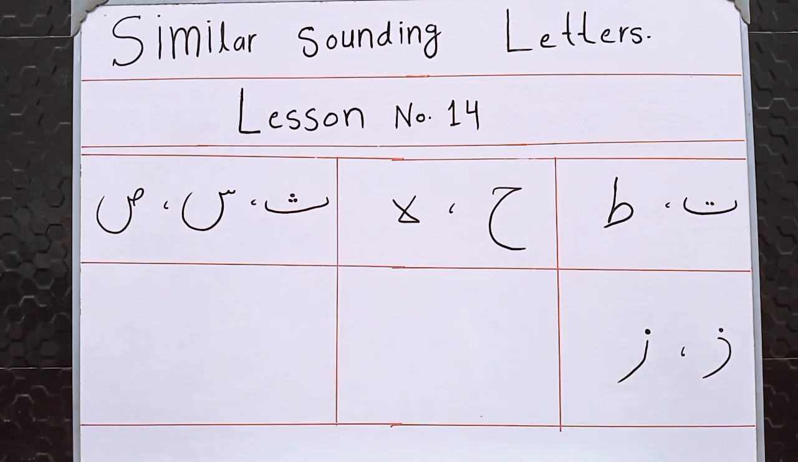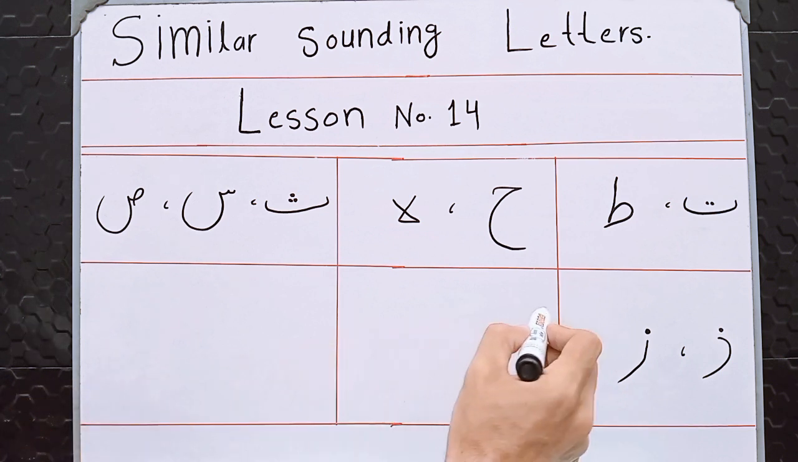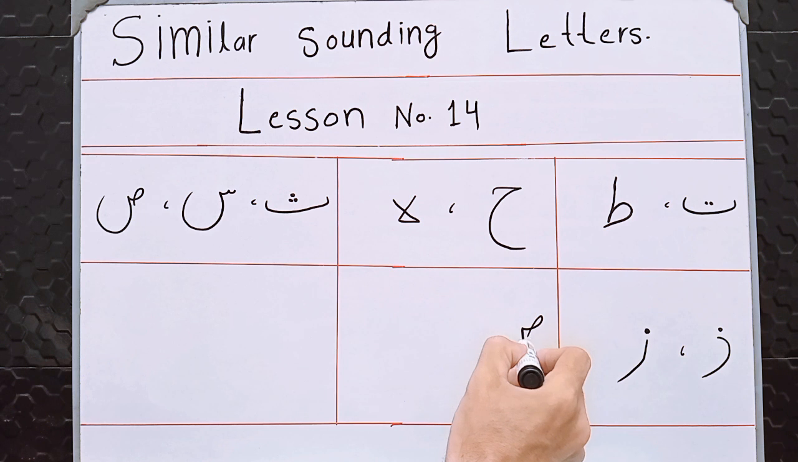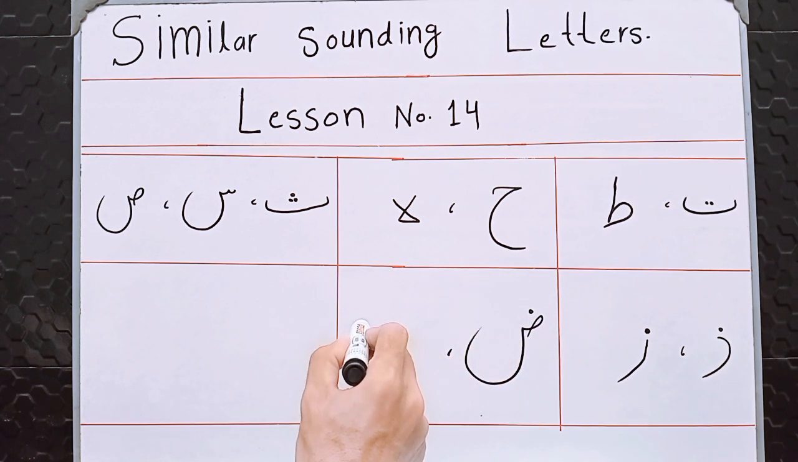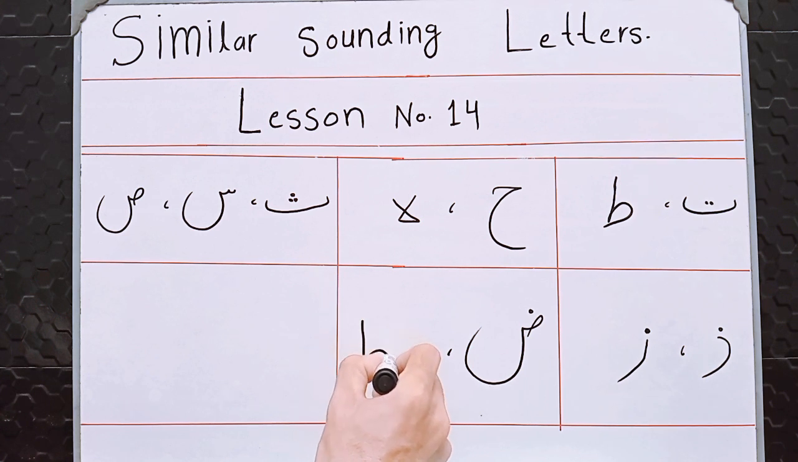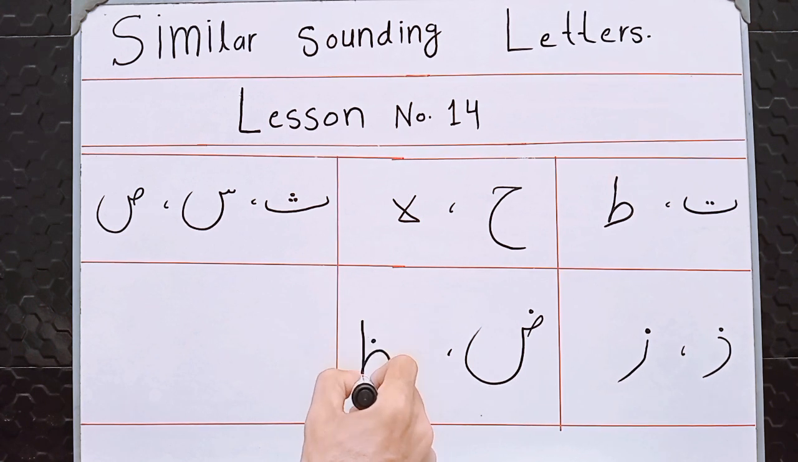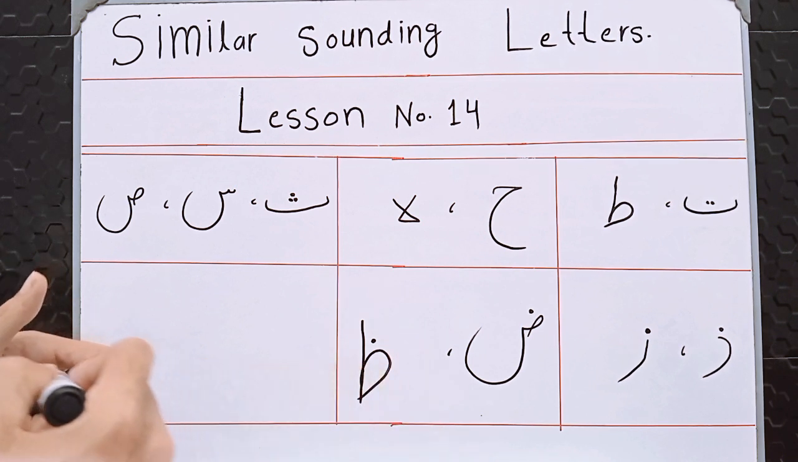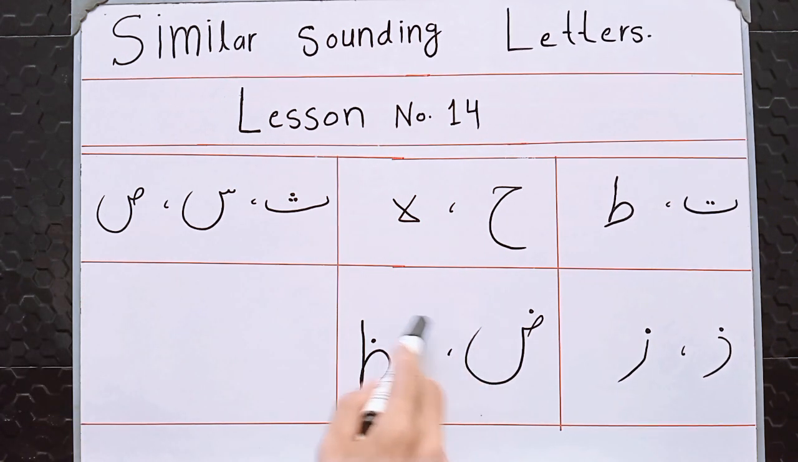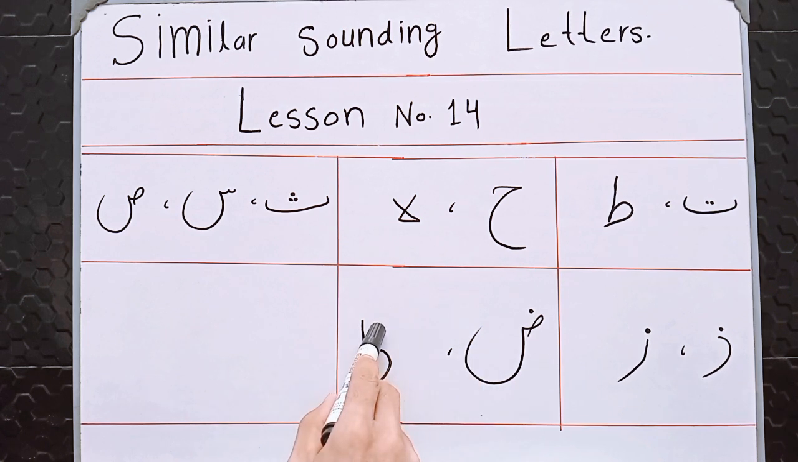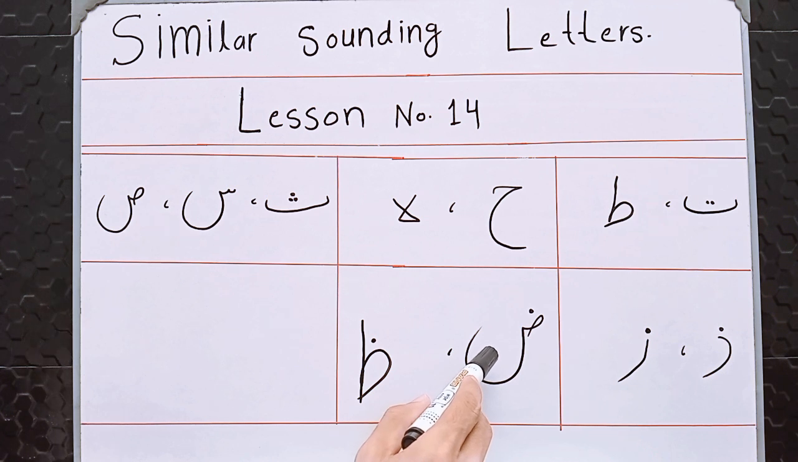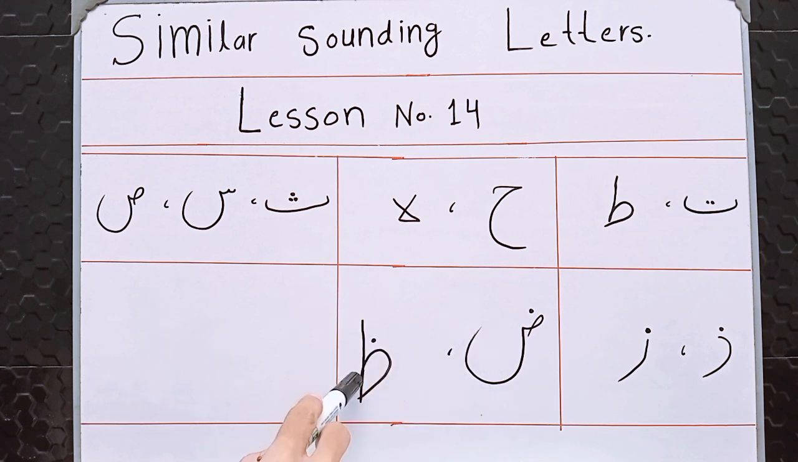So the next one is dod, and the other is do. These two letters are similar sounding letters, like you can say dod, do.